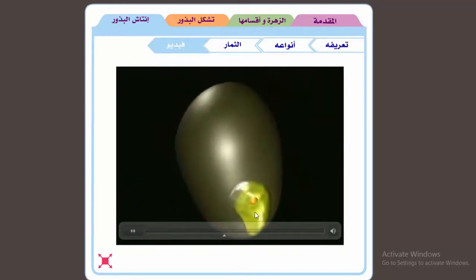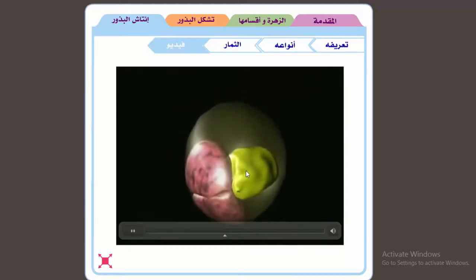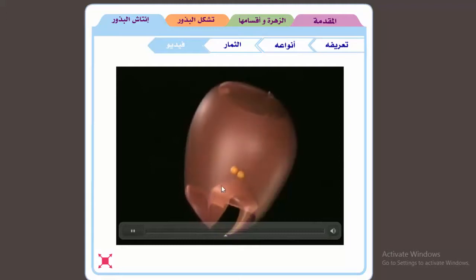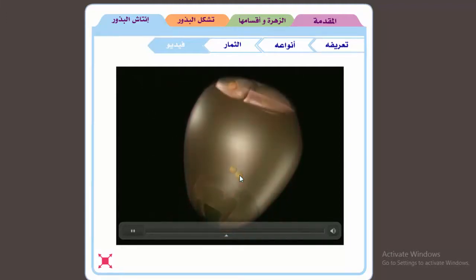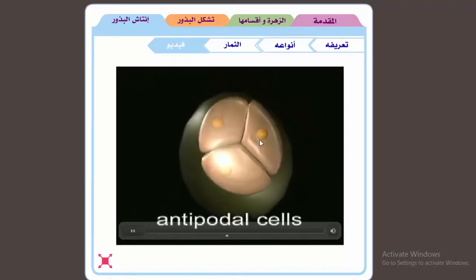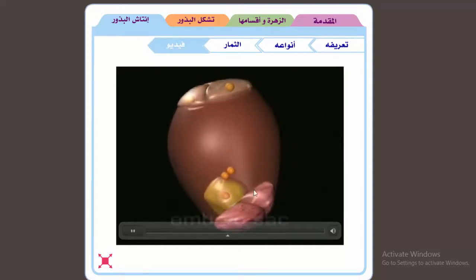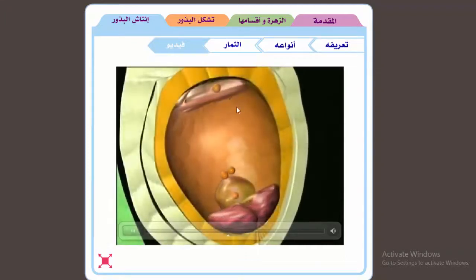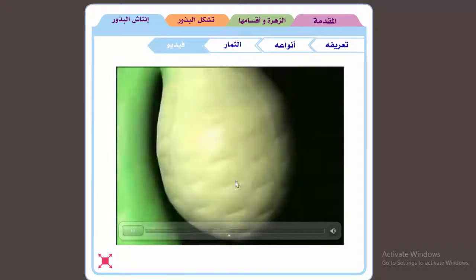At the micropyle end, there is an egg cell and 2 synergid cells. In the middle, there is a central cell containing the 2 polar nuclei. Above this, the remaining nuclei form 3 antipodal cells. This is the female gametophyte, also known as the embryo sac. This is contained within the megasporangium, which is covered by the integuments of the ovule.